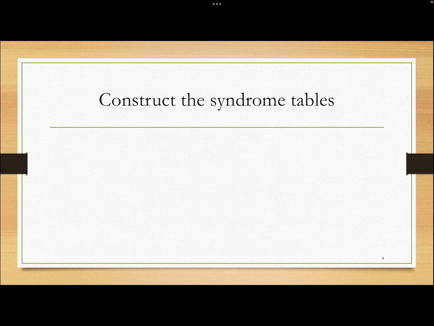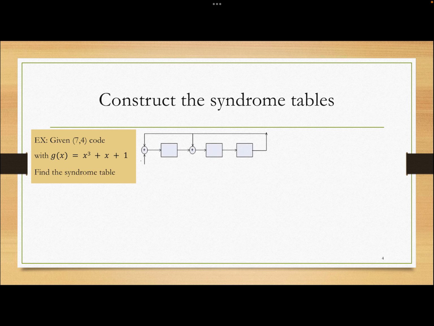Anyway, construct the syndrome tables. How to do this? For example, I give you an (n,k) code with the g(x) of this, and you want to find the syndrome table. So we have the circuit, this is the decoding circuit, and we input the E here with the most significant bit here. We have 7 bits for the 7-bit code, right? And we initialize with all 0 here.